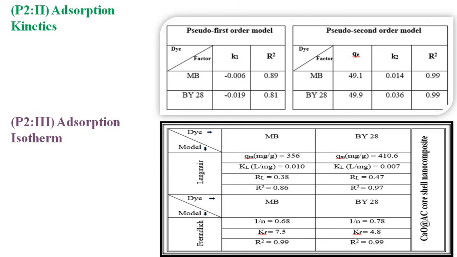We found that the Freundlich model has a high correlation coefficient and a high value of n. That is an indication of a heterogeneous surface with different active groups on the surface resulting from the carbon and the calcium oxide. So we have a double function and more energy for adsorption of these dyes.